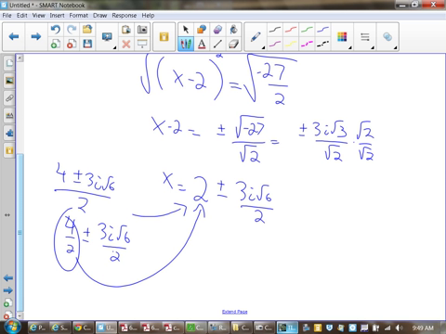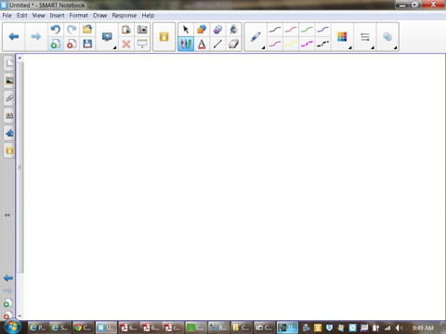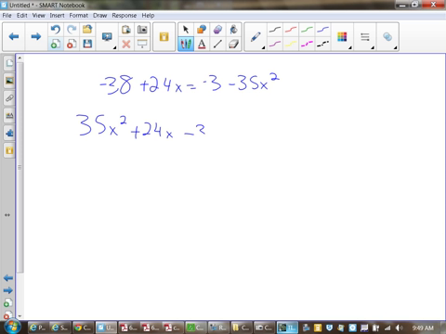Which one do you want to look at with factoring? Six. We'll start with 6. On 6, negative 38 plus 24x equals negative 3 minus 35x squared. Once again, I'm going to make my x squared values positive, so I'm going to move everything over to the left-hand side. I get 35x squared plus 24x minus 35 is 0, which means I have to factor something that looks god-awful.